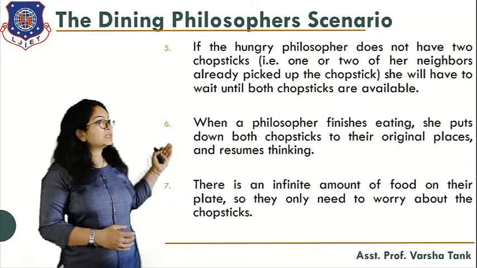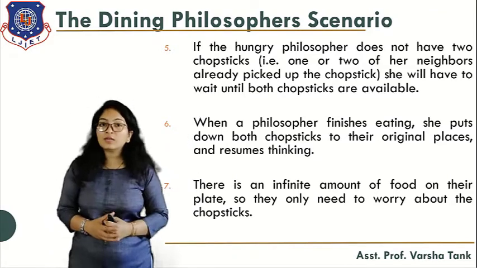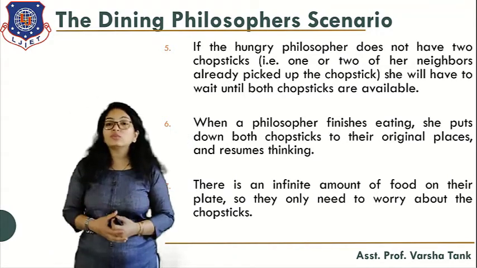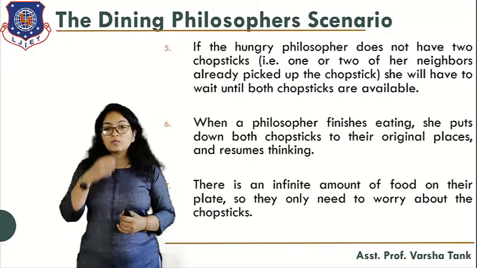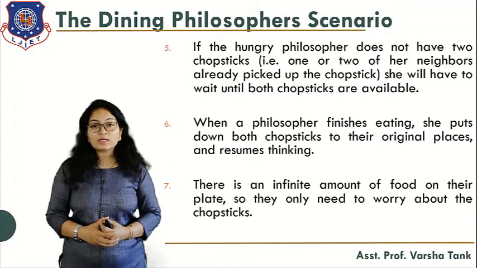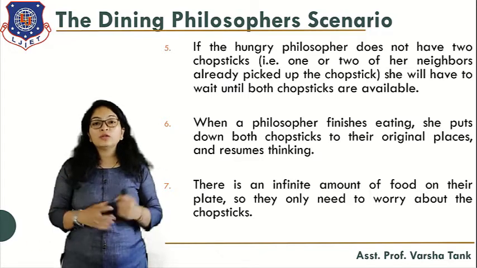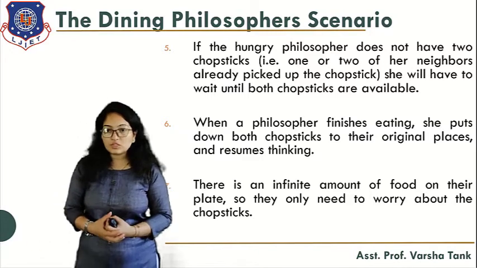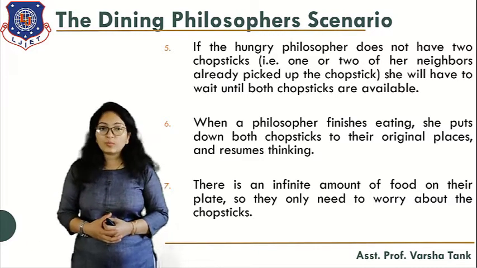Okay, so as we discussed in the last point, if the hungry philosopher does not have two chopsticks, suppose now one of the philosophers wants to eat. At that time, what will she do? She will try to acquire two chopsticks, but they are not available. So what will happen? She has to wait.